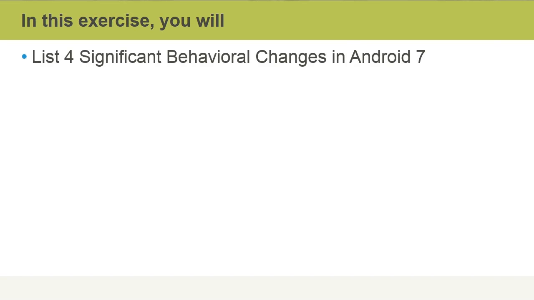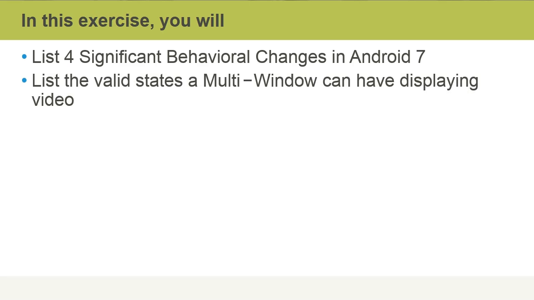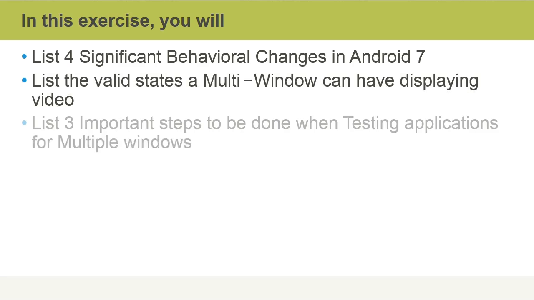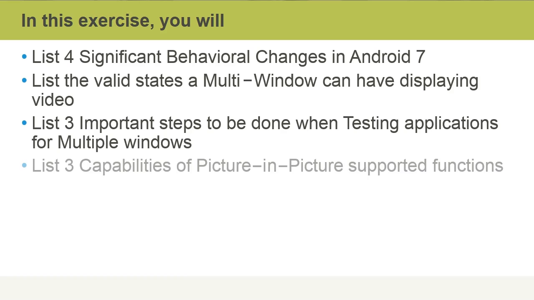In this video, we're going to have you do an exercise to test your knowledge of some key Android 7 concepts. So first, we're going to have you list 4 significant behavioral changes in Android 7. Then we're going to have you list the valid states a multi-window can have displaying a video. Then we're going to have you list 3 important steps to be done when testing applications for multiple windows.